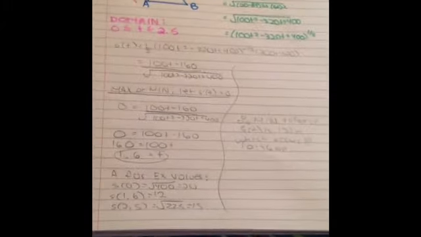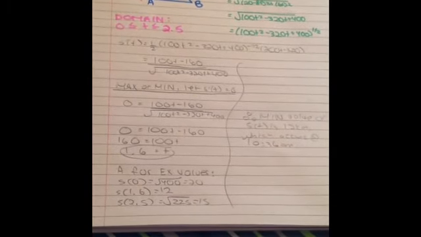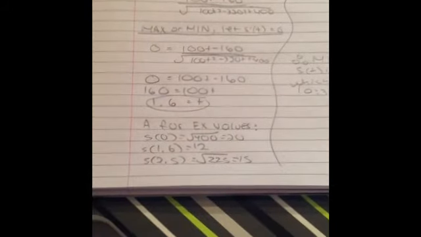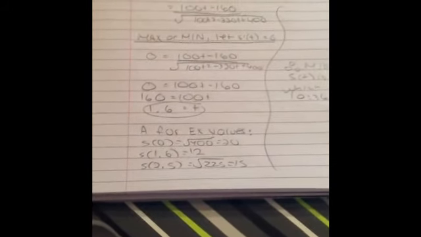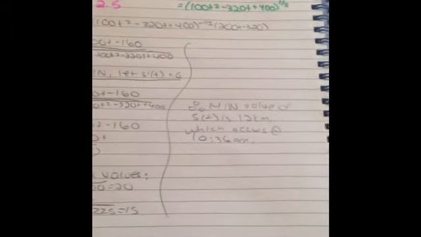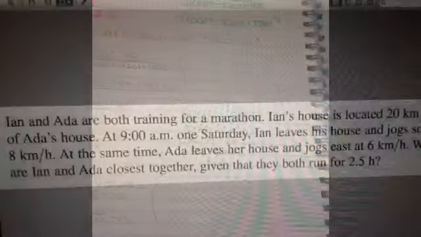you should get t equals 1.6. So using the algorithm for extreme values, sub in all your values. In the original equation, s at 0 is root 400, which is 20. s at 1.6 is 12. s at 2.5 is root 225, which is 15. Therefore, the minimum value of s is 12 kilometers, since they asked for the minimum in the question, which occurs at 10:36 a.m.